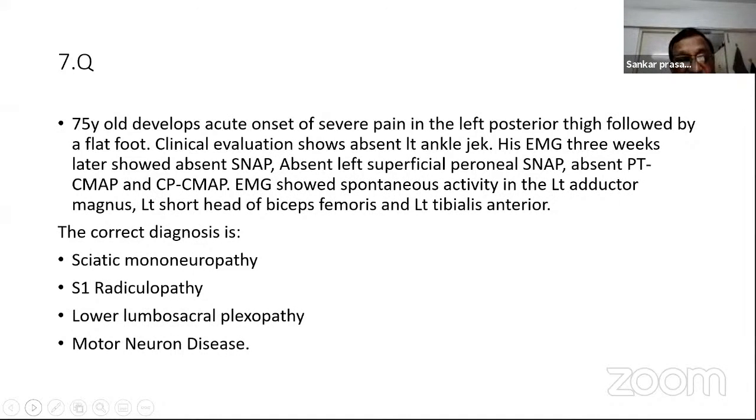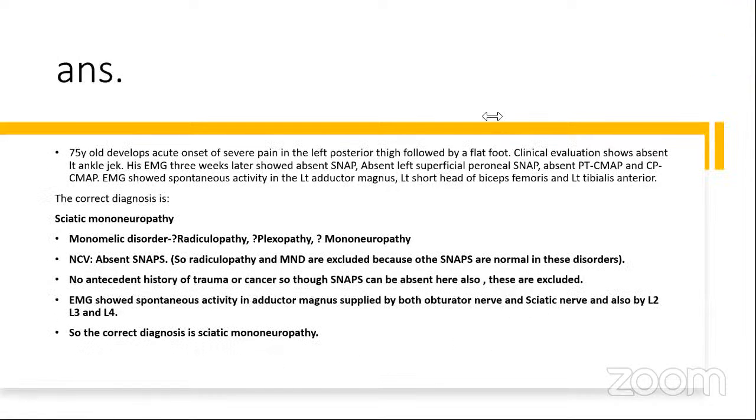Just remember that he has pain in the left posterior thigh followed by a flat, or rather flail, foot. Three weeks later there was spontaneous activity in the left adductor magnus, that is sciatic, short head of the biceps femoris, left tibialis anterior. So is it a sciatic mononeuropathy? Is it S1 radiculopathy or lower lumbosacral plexopathy? Somebody, yeah, some concepts we got. Sciatic mononeuropathy. Oh, good. Right. So sciatic mononeuropathy is the correct answer.